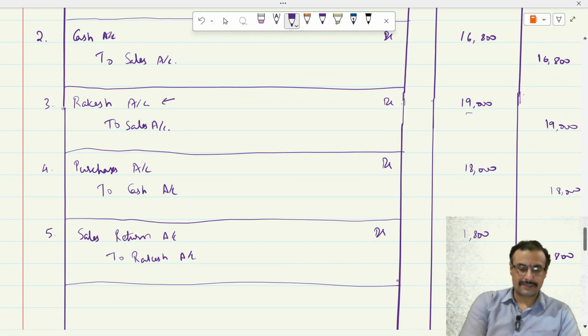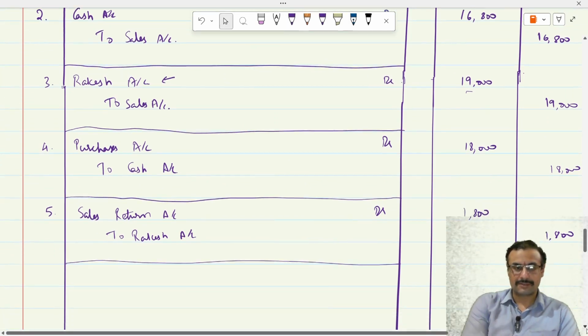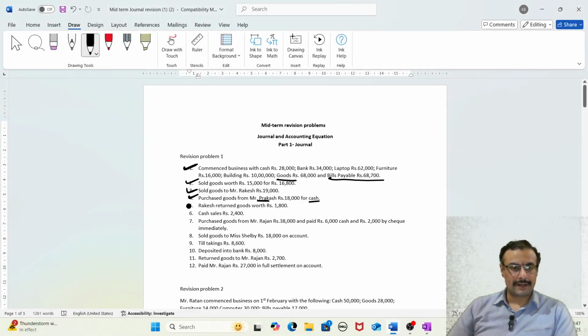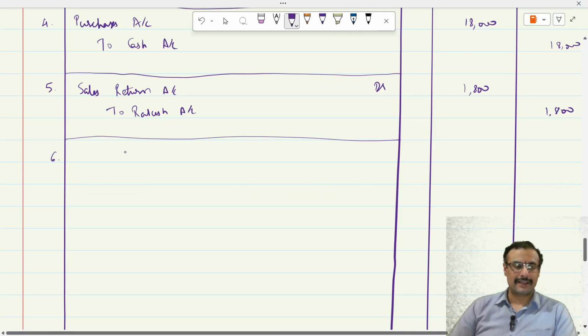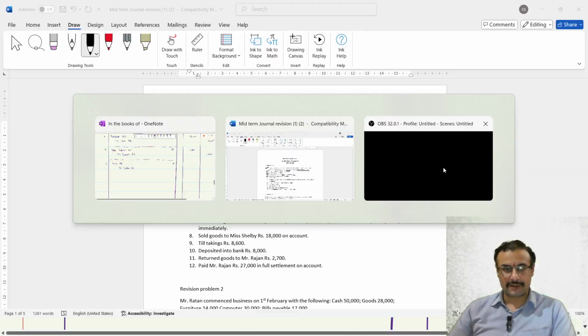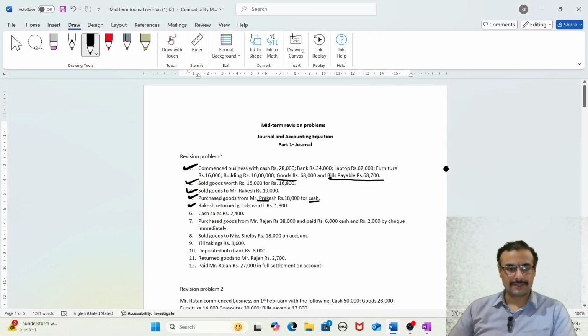Then sixth transaction. Let me scroll down. Okay. Fifth one done. Sixth one. Cash sales rupees 2400. Very easy. It will be cash account debit to sales account. In your first PU, sales account is always credit only. Do not get confused about this.